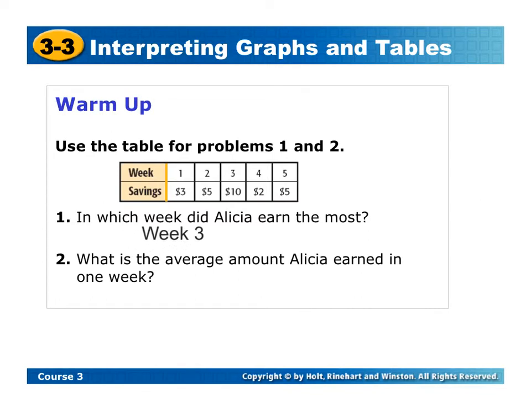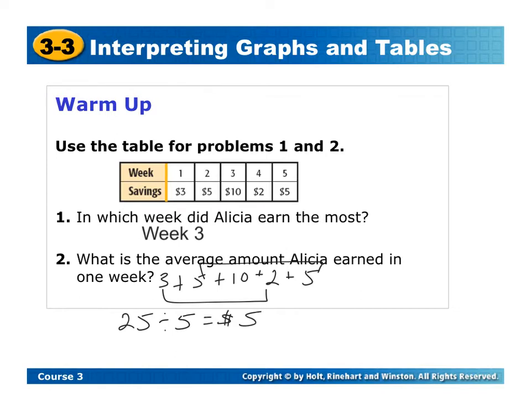And then if we want to find the average amount Alicia earned in 1 week, we would add those amounts up. So we'd have 3 plus 5 plus 10 plus 2 plus 5. Here, I would do 5 and 5 would make 10. 3 and 2 would be another 5. So we'd have 10 plus 10, which is 20, plus 5. So 25, and then divided by the 5 weeks that there are. So on average, she earned $5 per week.